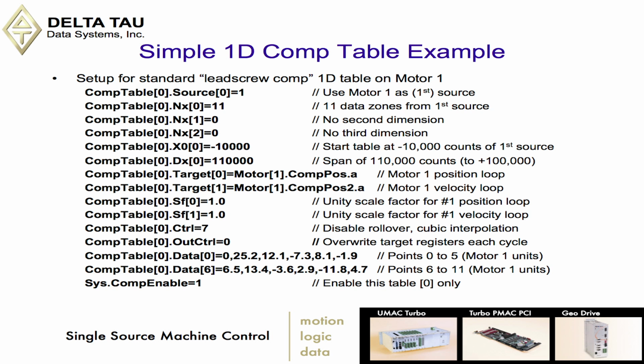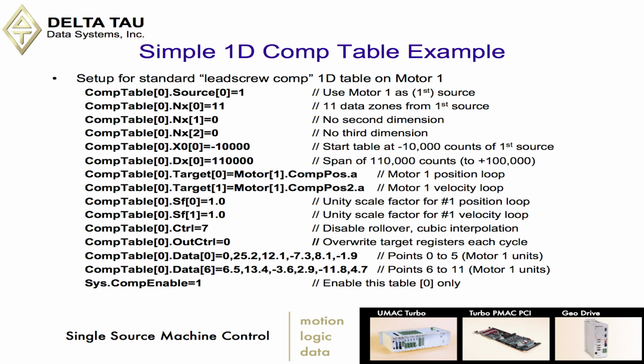And then we give the values to the table. So we start here at index 0, and then we give it sequential points 0 to 5. And then we start at index 6, and we give it the remaining points 6 through 11. So that's 12 total points because we had 11 zones. And then we enable the table by setting syscomp table equal to 1. Remember, that'll enable table 0 only. I like to call these 2 keeper slides because it gives you a really quick overview of how you would set up a compensation table.